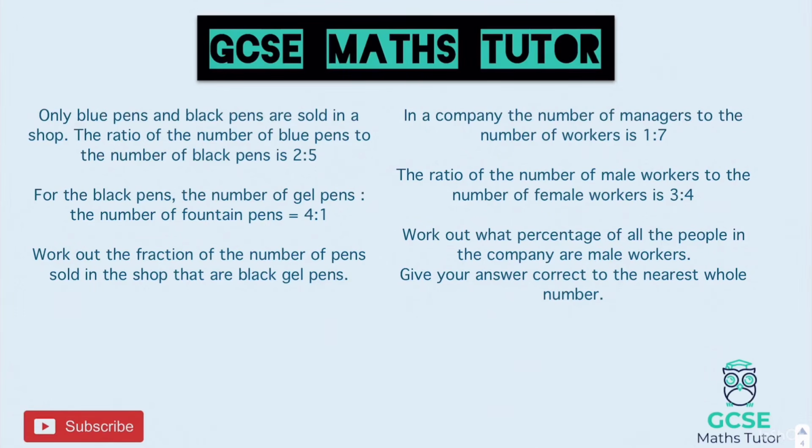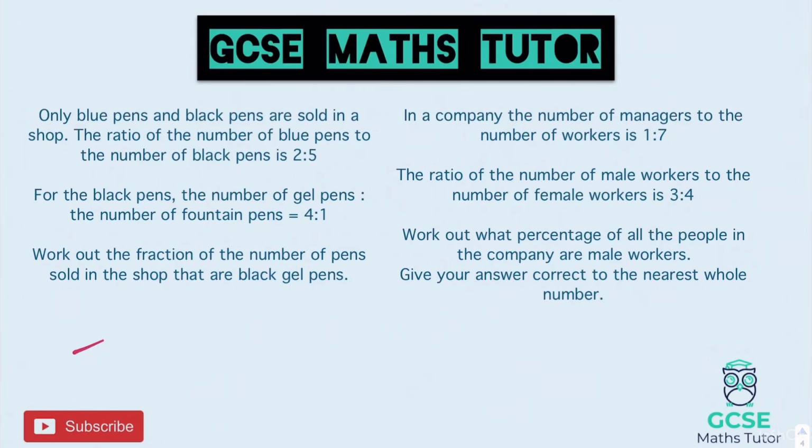Right, so this first one says, there are only blue pens and black pens that are sold in a shop. The ratio of blue to the number of black is 2 to 5. And then it says, for the black pens, the number of gel pens to the number of fountain pens is 4 to 1. Work out what fraction of the number of pens sold in the shop are black gel pens.